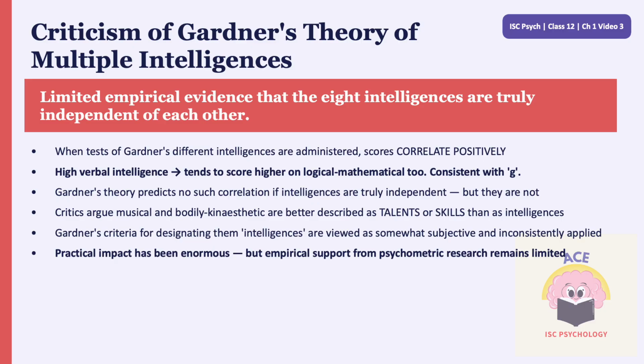Critics also argue that some of Gardner's intelligences, especially musical and bodily intelligences, are better described as talents or skills rather than intelligence abilities, and that Gardner's criteria for designating them as intelligences are somewhat subjective and inconsistently applied.